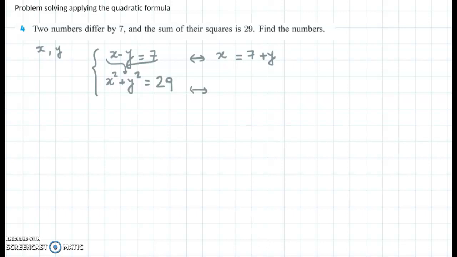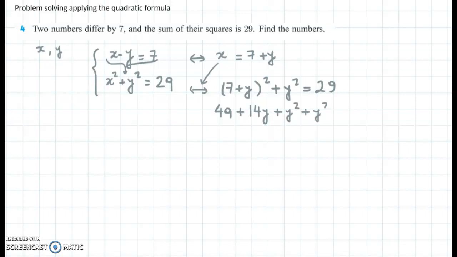So we can go to the second equation, and using this information we can write that 7 plus y, all of it squared, plus y squared is equal to 29. Now if we expand this, we have to expand 7 plus y times 7 plus y, so we have 7 squared, which is 49, plus 2 times 7 times y, so plus 14y, plus y squared, that's the expansion, plus y squared is equal to 29.